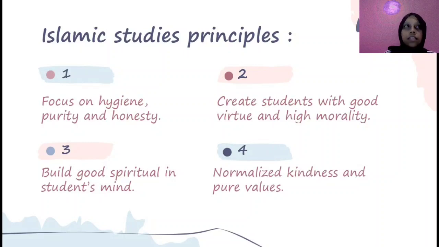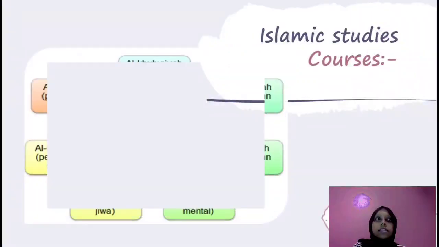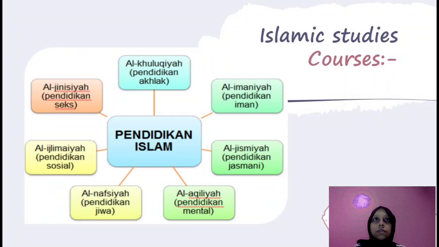a good student. So in Islamic studies, these are the courses that consist in the Islamic curriculum, which are Al-Hulukiyah, Al-Imaniyah, Al-Jismiyah, Al-Akiliyah, Al-Nafsiyah, Al-Ijtimaiyah, and Al-Jinsiyah. These courses are all very important and will be conducted in class for the Islamic studies or Islamic curriculum.